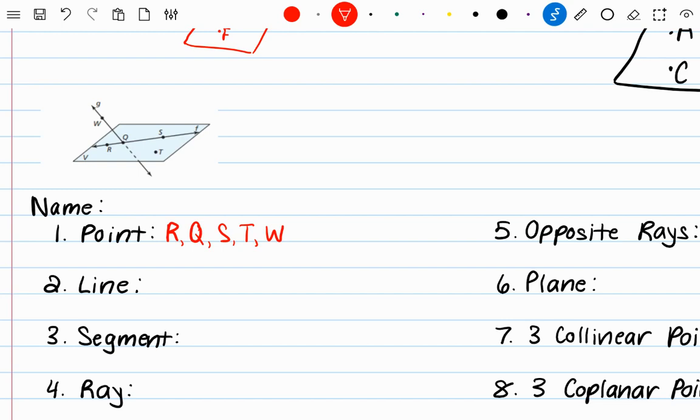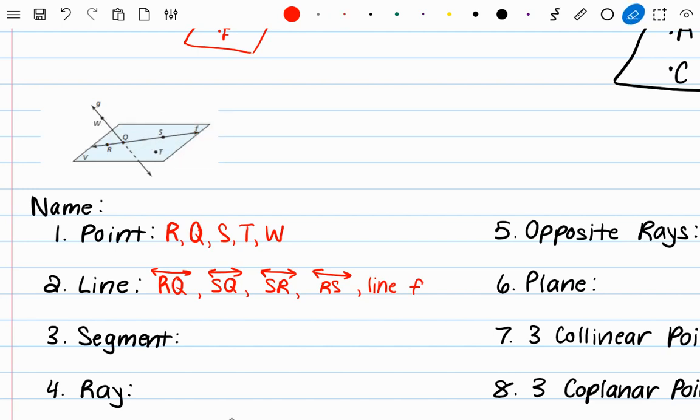To name a line, recall that you need 2 points on the line. A line has arrowheads going in both directions. R and Q are both on the straight line, so I can write RQ with the line represented above it. I can also name that same line as SQ, or as SR, or as RS, or order does not matter here. I can also name the exact same line, line F, because F does not have a dot next to it and it's a lowercase letter.